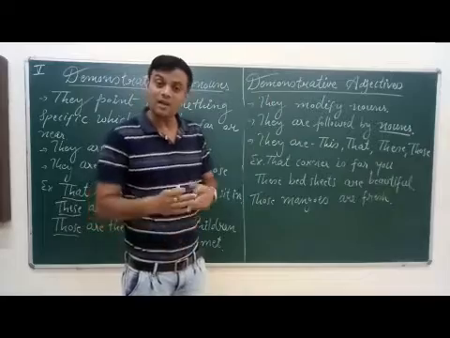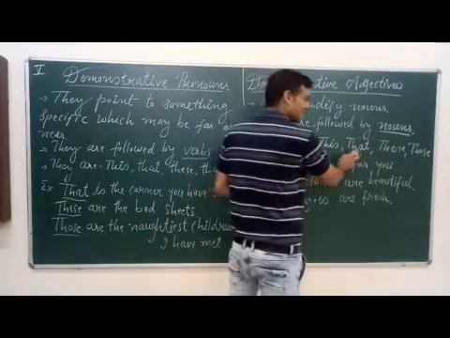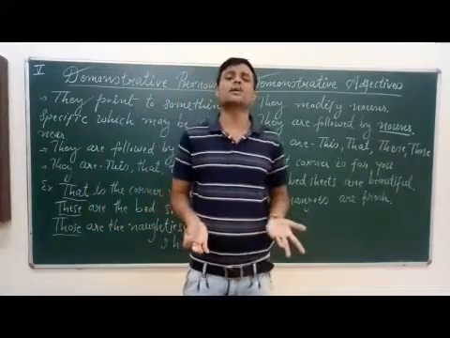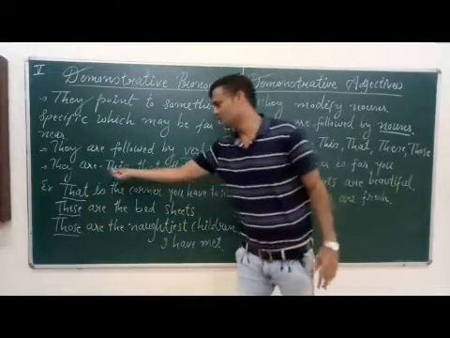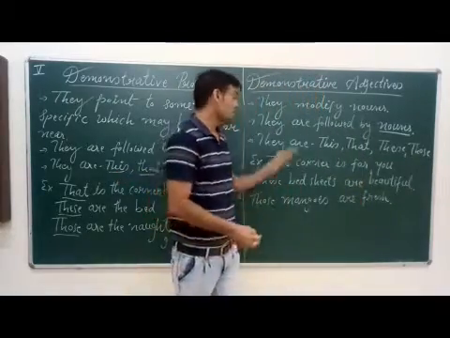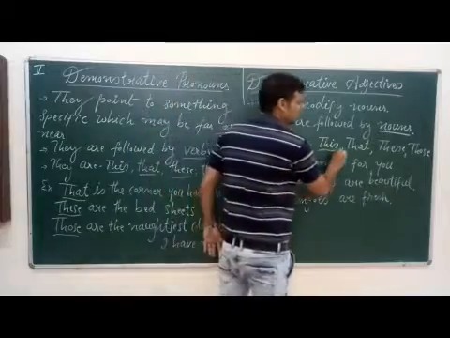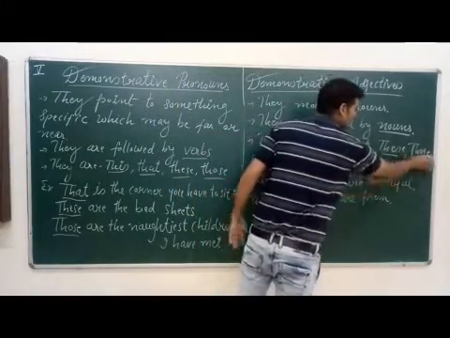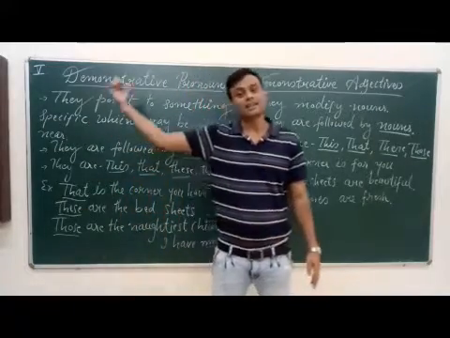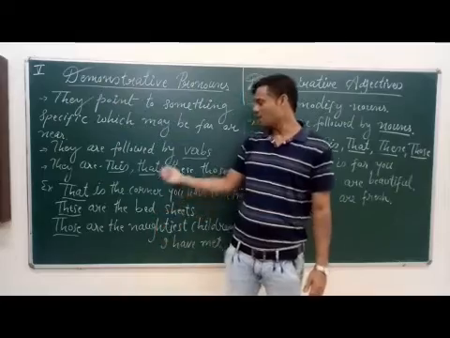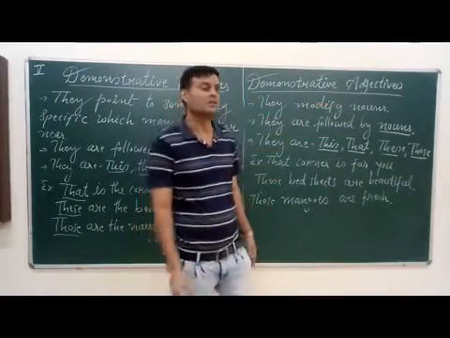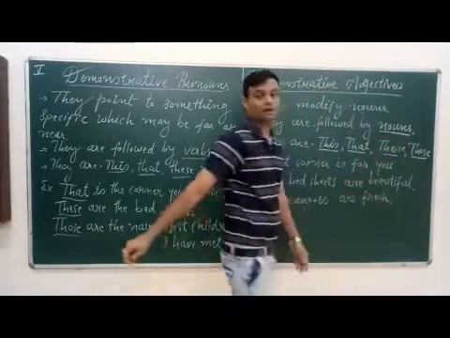And these demonstrative adjectives are this, that, these and those. See, demonstrative pronouns and demonstrative adjectives are both the same words: this, that, these, those. So what is the difference? The difference is that demonstrative pronouns are followed by verbs, whereas demonstrative adjectives are followed by nouns.